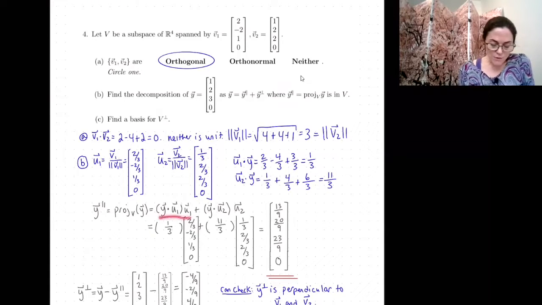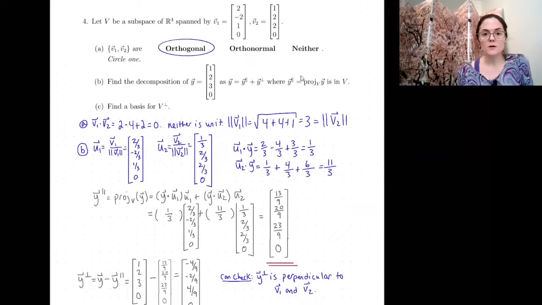Well, I like to use this projection formula when I have unit vectors just because it's a little bit easier. So the first thing I do is take V1, V2, and normalize them. Now U1 and U2 are units, and they form a basis for V. So U1, U2 are unit vectors that form a basis for the same subspace V.